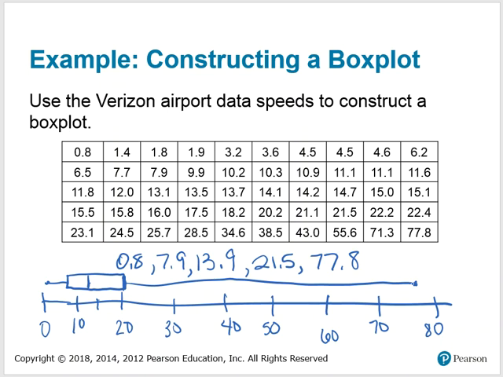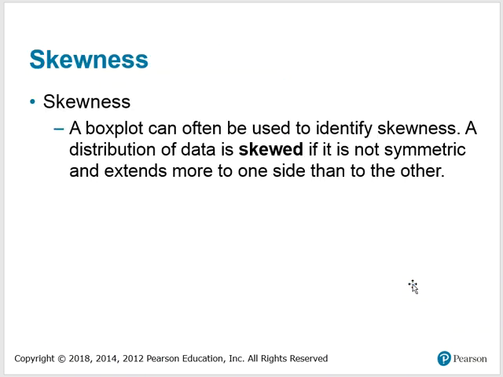I can see that most of my data is really low in this area, and so there's this idea of skewness which is coming up, and this is definitely skewed. It's skewed to the right because most of my data is on the left and I have what's considered a tail moving to the right. Skewed data is not symmetric and it extends more in one direction than another.